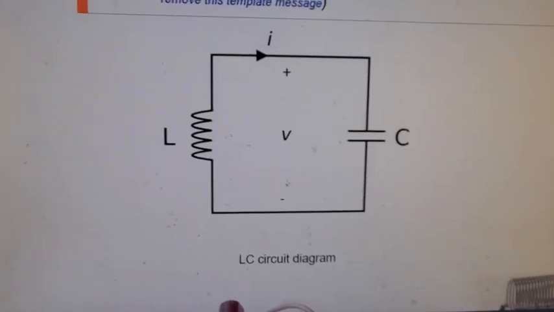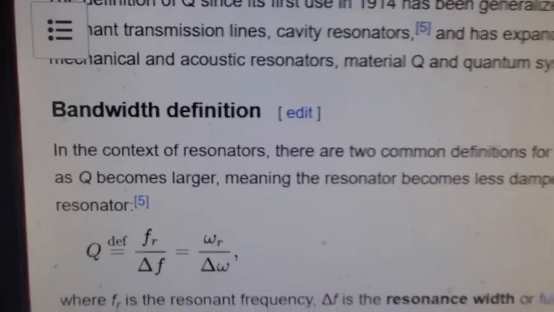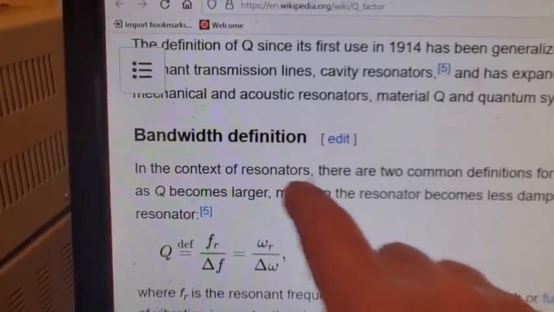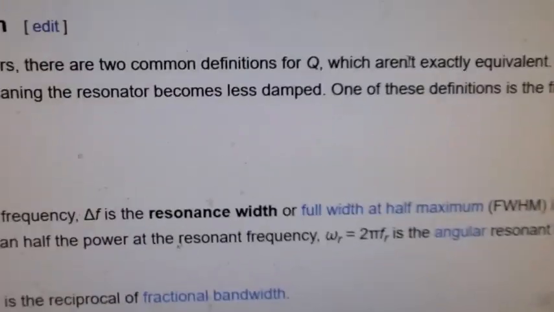Now, I've seen multiple definitions of Q factor, but the idea is very simple and intuitive. So if we go here, again, this is Wikipedia, bandwidth definition. It's the ratio, how do they say it?